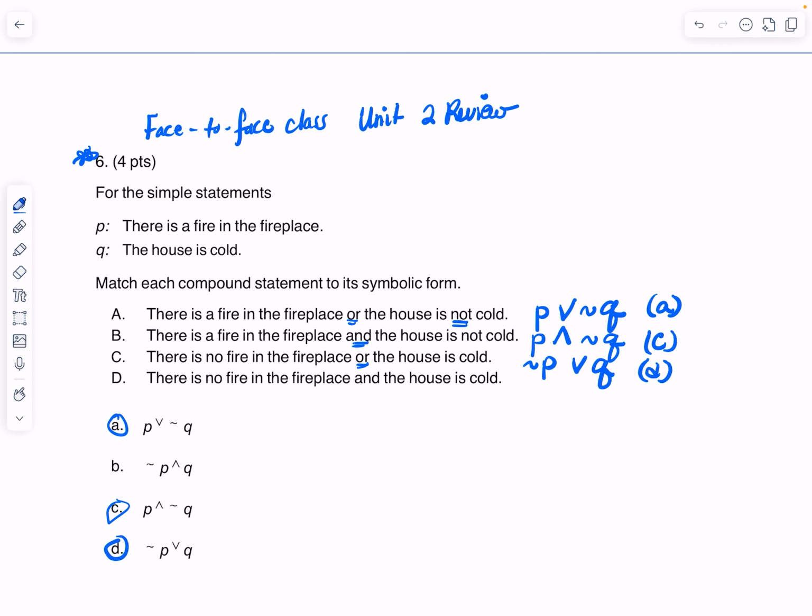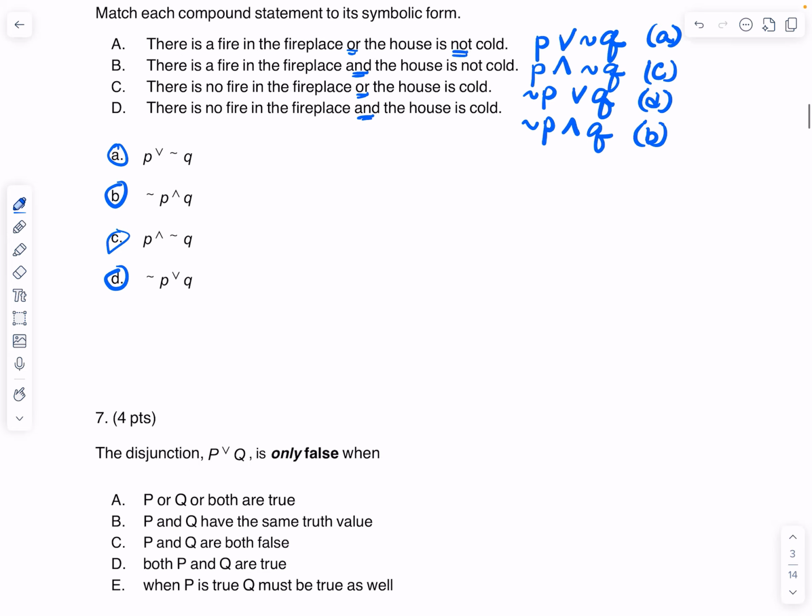And finally, for capital D, there is no fire in the fireplace, so that's negation P, and the house is cold. So put the and symbol, the house is cold is Q. So negation P and Q would be choice B. Okay, so that's number 6.